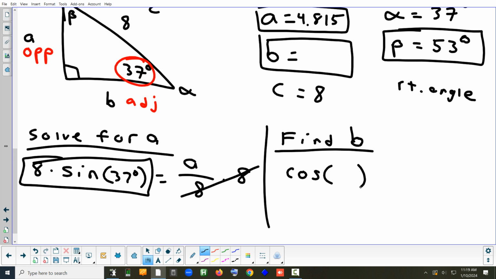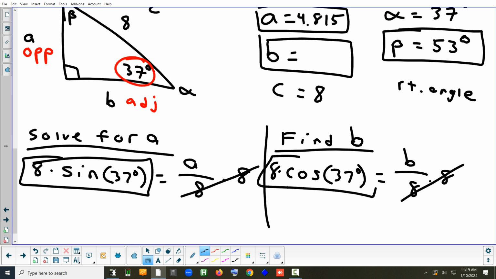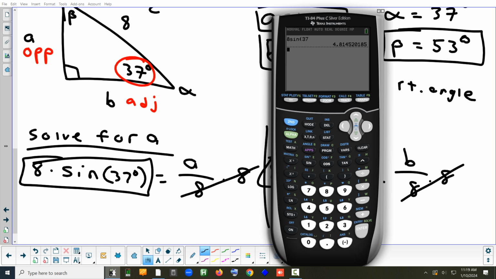And we're doing everything from the perspective of the 37. And cosine is adjacent over hypotenuse. B divided by 8. Same thing to get B by itself. And your B is 8 cosine 37. So 8 cosine 37, so 6.389.